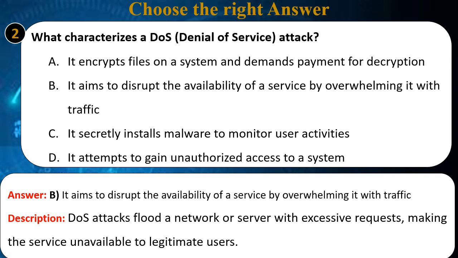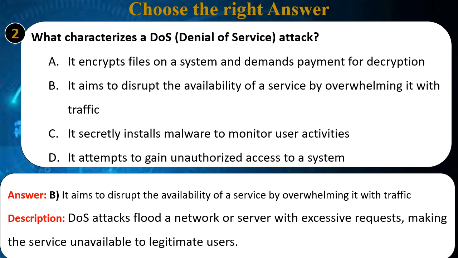The correct answer is B. It aims to disrupt the availability of a service by overwhelming it with traffic. Here's a breakdown of why the other options are incorrect. A. Encrypting files and demanding payment describes a ransomware attack, not a DOS attack. C. Secretly installing malware describes a spyware or Trojan horse attack, not a DOS attack. D. Gaining unauthorized access describes a hacking or intrusion attack, not a DOS attack.